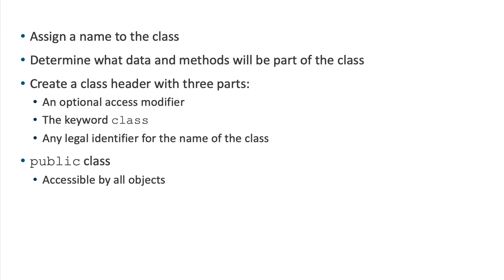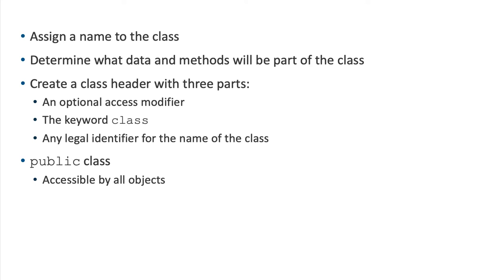Now let's talk a little bit about creating a class. When you create a class, you must assign a name to the class, and you must determine what data and methods will be parts of the class. Suppose you decide to create a class named Employee. One instance variable of Employee might be an employee number, and two necessary methods might be a method to set or provide a value for the employee number, and another method to get or retrieve that employee number.